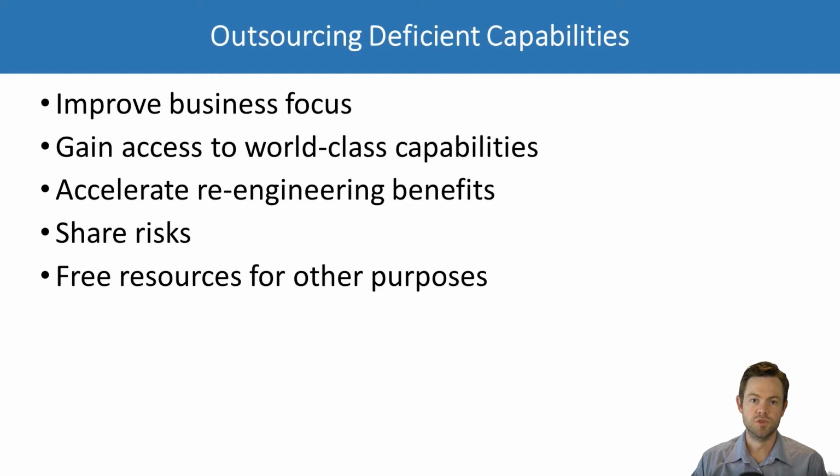Outsourcing allows you to improve your business's focus. You're no longer trying to get better at things you're bad at. You can focus on what you're best at. You can gain access to world-class capabilities through other firms, for instance, in accounting. It can accelerate moving into new areas, re-engineering a product, because all of your focus is on what you do best. It allows you to share risks with other firms, and it can free up resources for other purposes.